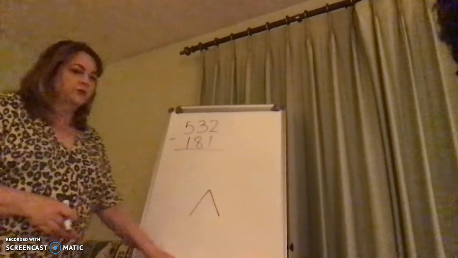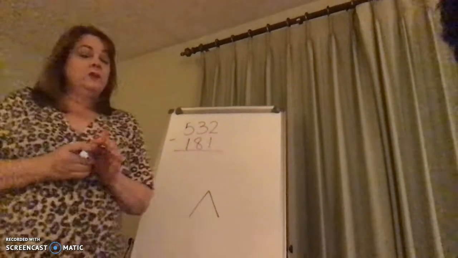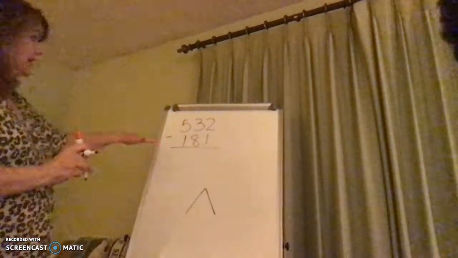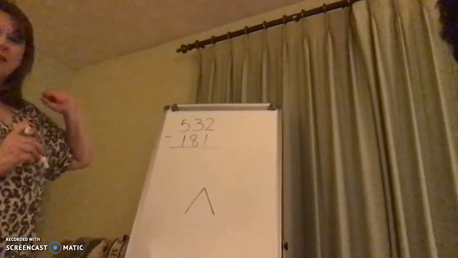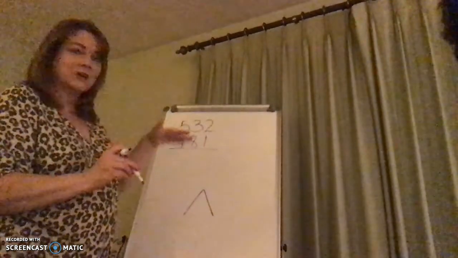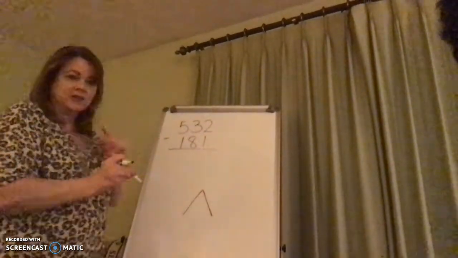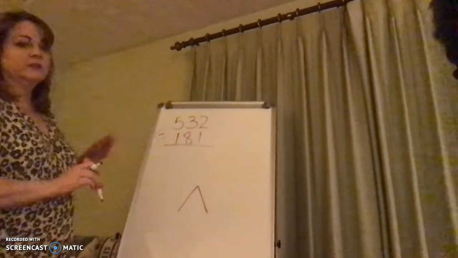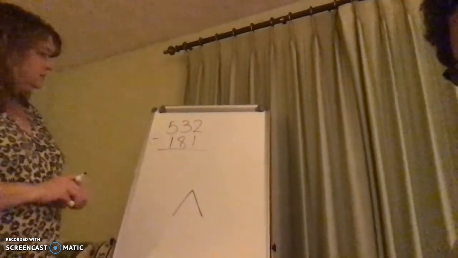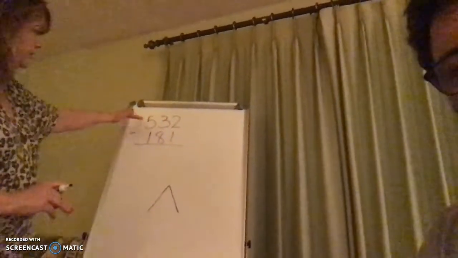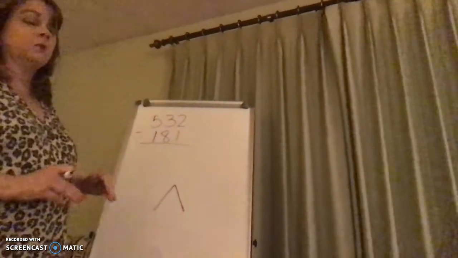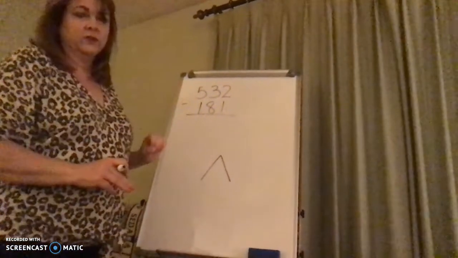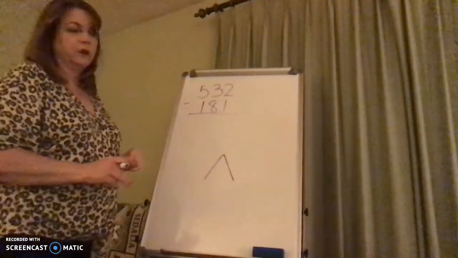532 minus 181. Now, I don't know about you, but some kids in my class would forget what sign they had here, and sometimes they would add when they were meant to subtract, and sometimes they would subtract when they were meant to add. So I'm going to suggest that you might circle, highlight, or something to remind yourself that we are subtracting on this problem. Now we have 532 minus 181, so we know that our answer is going to be less than 500, right? Because we're subtracting almost 200 from it.